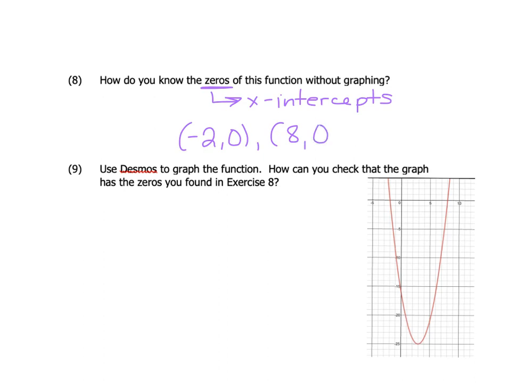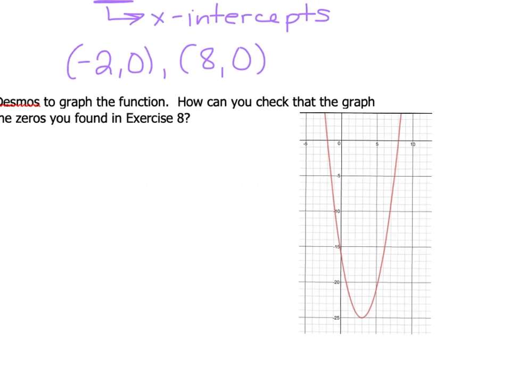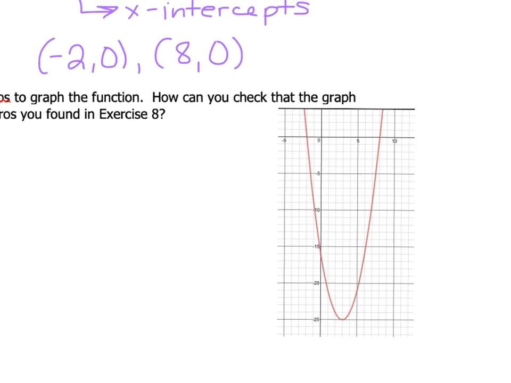The next thing I'm going to do is use Desmos here to show you the graph of this particular function so that you can verify that those x-intercepts are in fact what we said they ought to be. If you look at this graph, you can see we have an x-intercept here and an x-intercept here. And the one on the left is right at negative 2, which makes it negative 2, 0, and the one on the right is at 8, which makes it 8, 0.